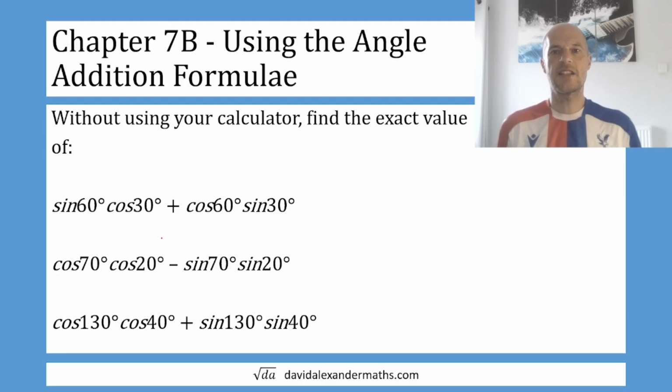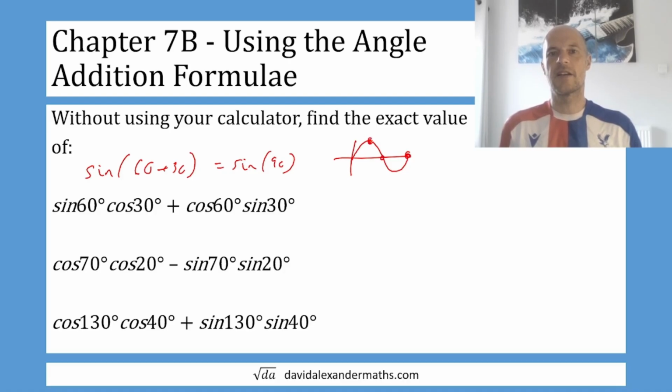Without using your calculator, find the exact value of sine 60 cos 30 plus cos 60 sine 30. So hopefully we know that this is the sine of 60 plus 30. So that is the sine of 90. So let's just think about our sine curve. There's 360, there's 180, there's 90, and that is the maximum. So that is simply 1.